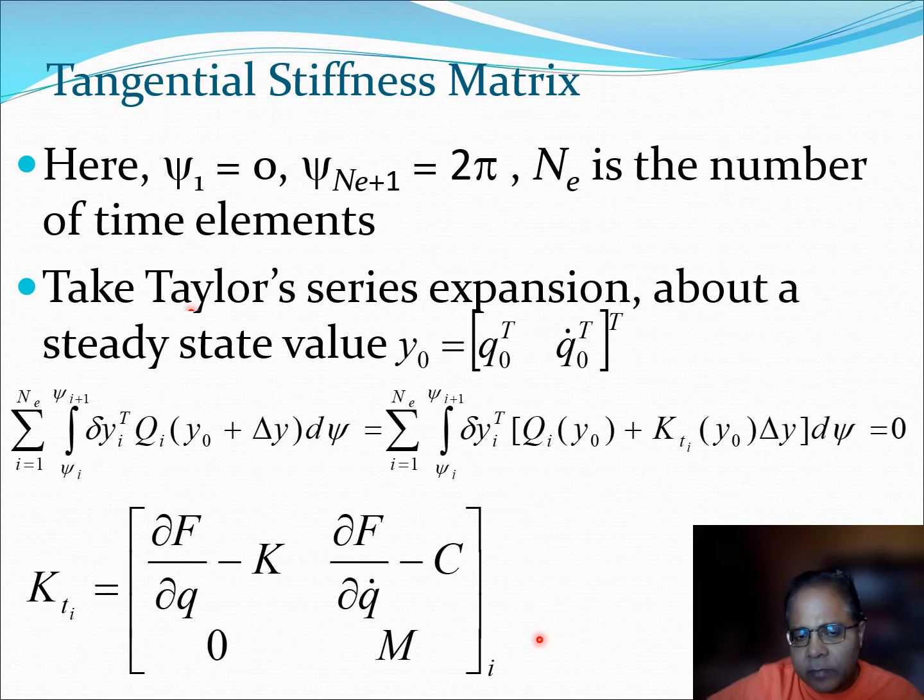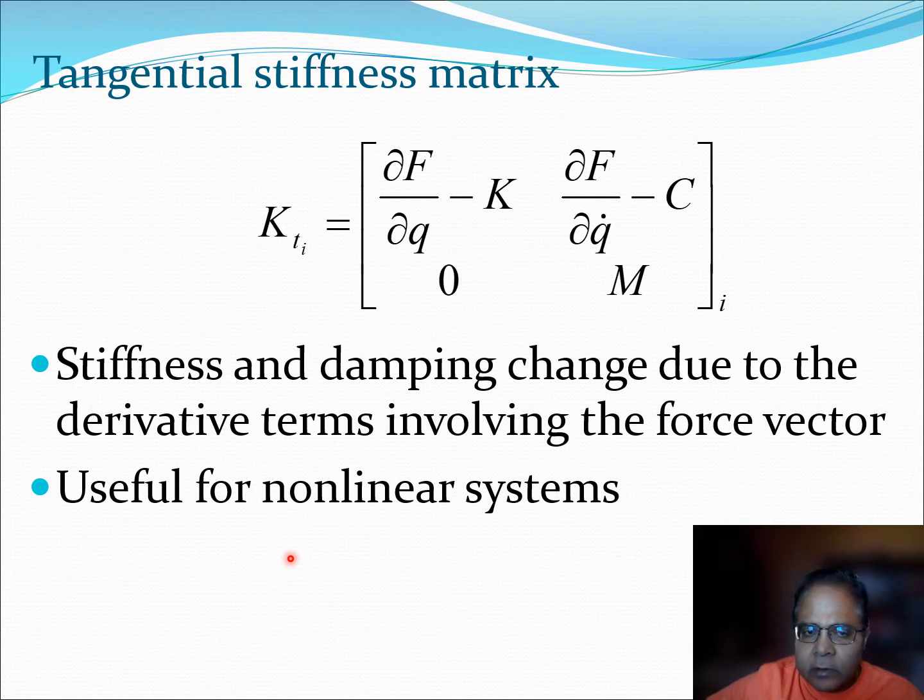This matrix is very interesting. It contains m, c, k, but it also contains the derivative of f with respect to q and f with respect to q dot. So you can think of this f with respect to q as a kind of tangential stiffness, and this as a kind of tangential damping. So in general, when your FEM in time is progressing, the stiffness and damping keep changing due to the derivative terms involving the force vector, which are coming because of the presence of nonlinear terms.